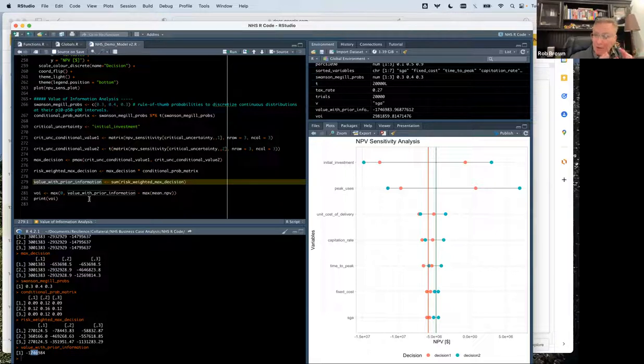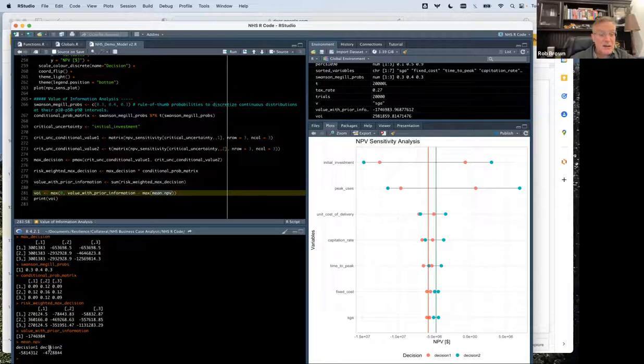In other words, if I were to make a decision moving forward, knowing how the critical uncertainty itself would evolve, this is the value ultimately that I might experience looking forward. It's the expected value of having all of the knowledge about that uncertainty before I make a decision. But the difference between that value with prior information and the expected value of the decision that maximizes value, which we already know, if we go back, I'll run the mean net present values again. Decision two is the one with the highest net present value of the two. So the difference between these two values is the value of information.